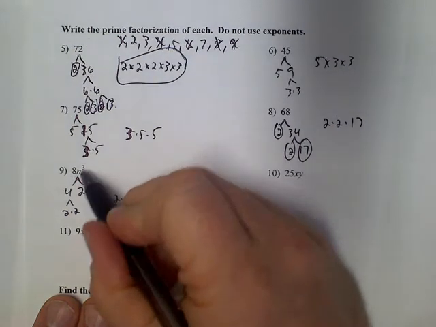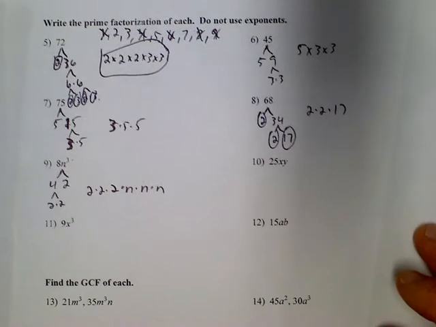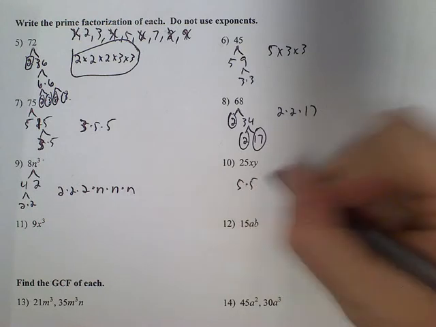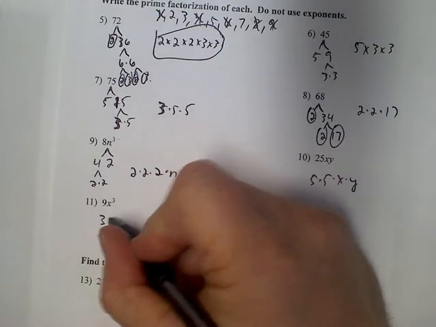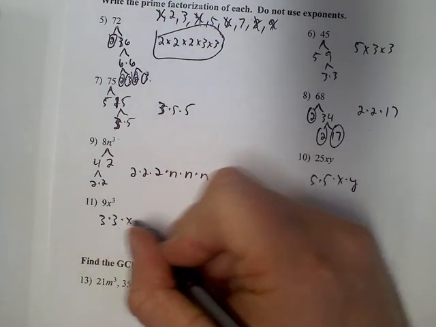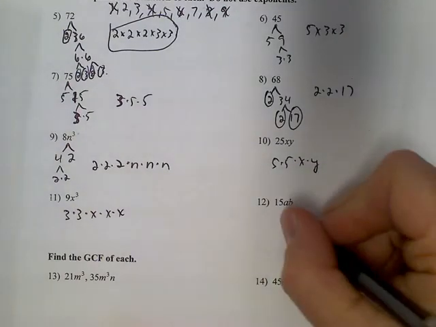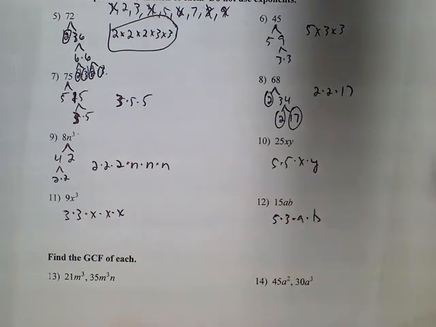And then I count how many x's I have. 1, 2, 3. 25 would be 5 and 5 times x times y. 9 would be 3 and 3. And then I have 3 x's, so that'd be 1, 2, 3 x's. 15 would be 5 and 3, a, b.